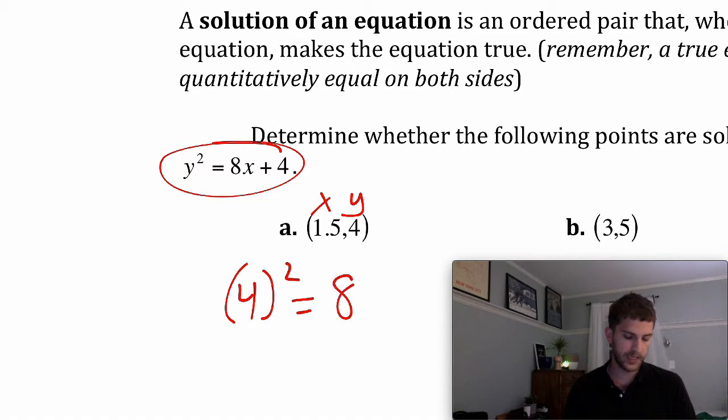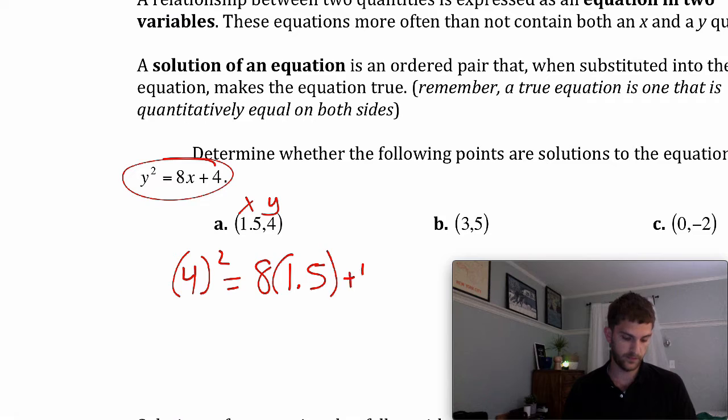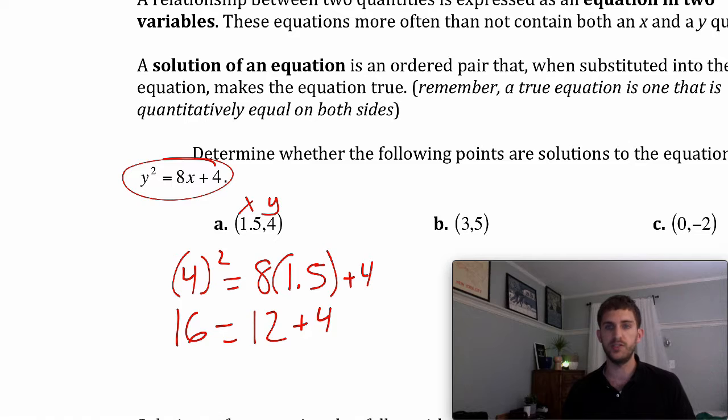Equals 8 times 1.5. Now again, whenever I plug in a value for a variable, we put it in parentheses. So 8 times 1.5 plus 4. 4 squared on the left side is 16. On the right side, 8 times 1.5 is 12, and we're still adding that to 4. So we're simplifying, going through the order of operations: taking care of any groups, then any exponents, then multiplication and division, then addition and subtraction.